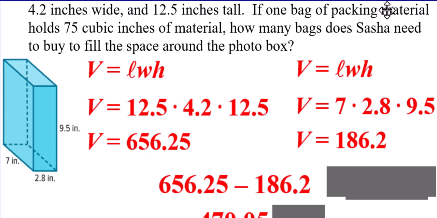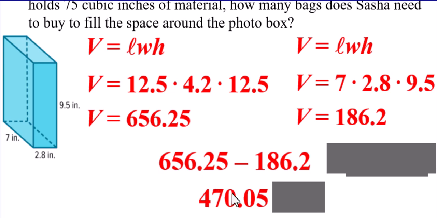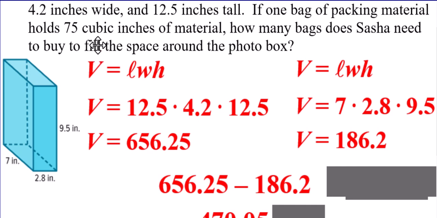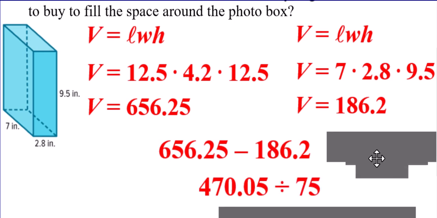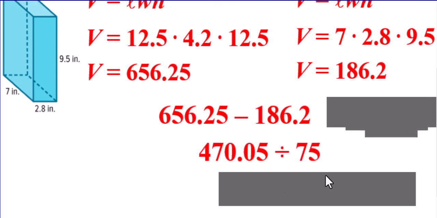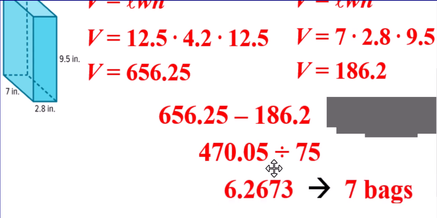If one bag of packing material holds 75 cubic inches, then how many bags does Sasha need to buy? This is kind of like part B now of problem number 1. We're going to have to take the volume of the empty space and divide by the volume that one bag of packing material will hold, which is 75 cubic inches. And that will give me the number of bags that I will need to buy to fill the empty space.